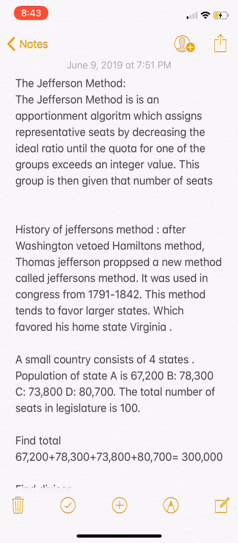Today I'll be doing the Jefferson's method. The Jefferson's method is an apportionment algorithm which assigns representative seats by decreasing the ideal ratio until the quota for one of the groups exceeds an integer value. This group is then given that number of seats.